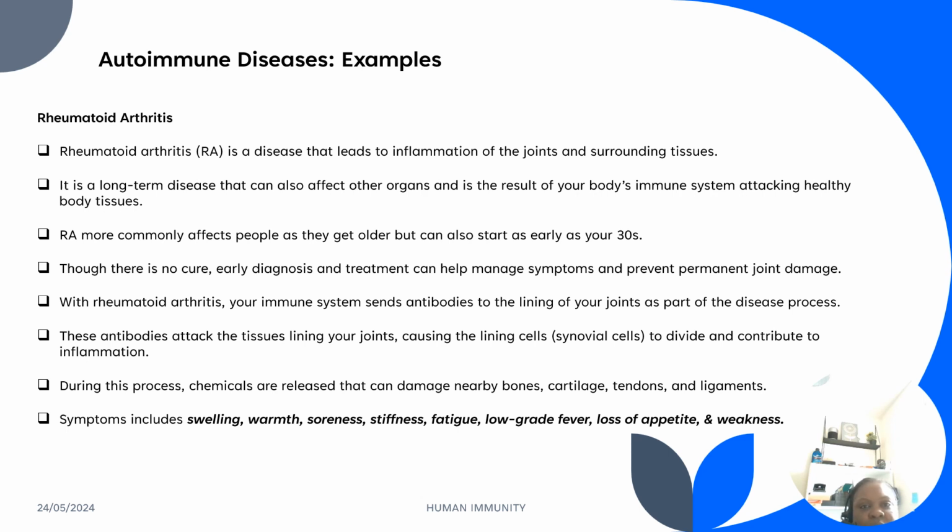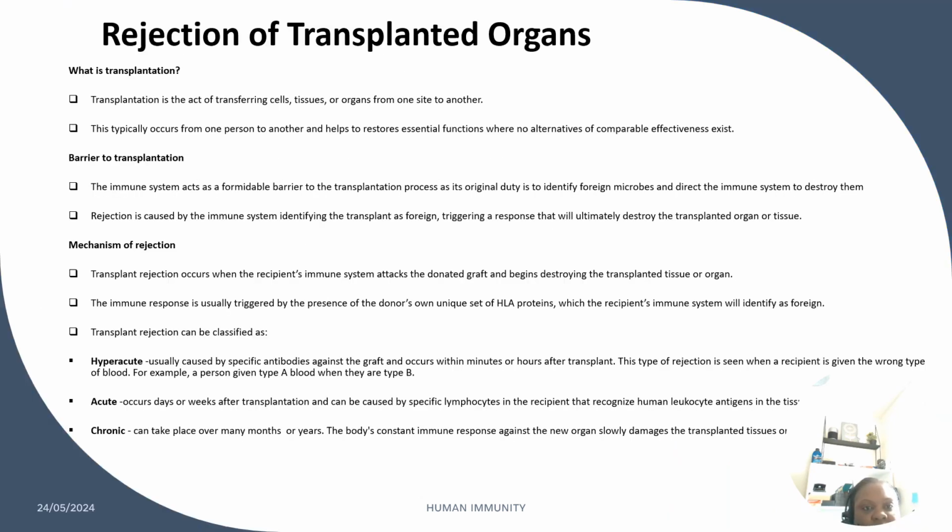Another example is rheumatoid arthritis. With rheumatoid arthritis, your immune system produces antibodies that attach to the linings of your joints. Your immune system's cells then attack the joints, causing inflammation, swelling, and pain. Symptoms include swelling, warmth, stiffness, fatigue, and weakness. Treatment includes various medications that reduce immune system overactivity.